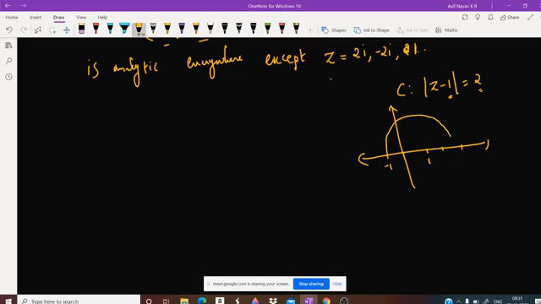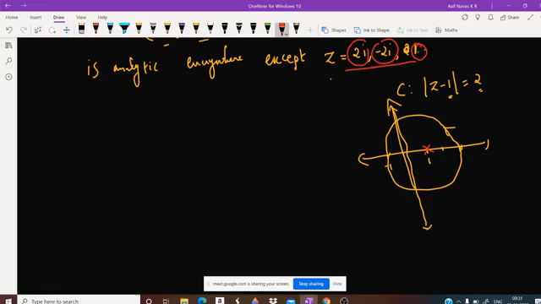So, this is our circle, and this is the center. Now we have to check whether these points are inside the circle or not. The point 1 is always inside the circle. Now we have to check whether 2i or minus 2i is inside the circle.